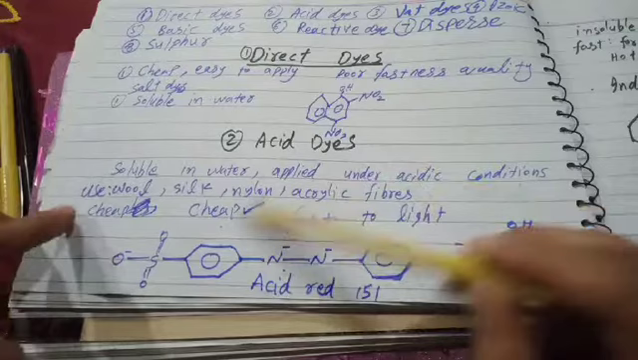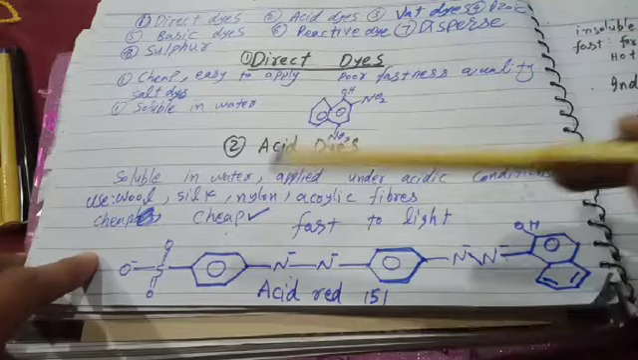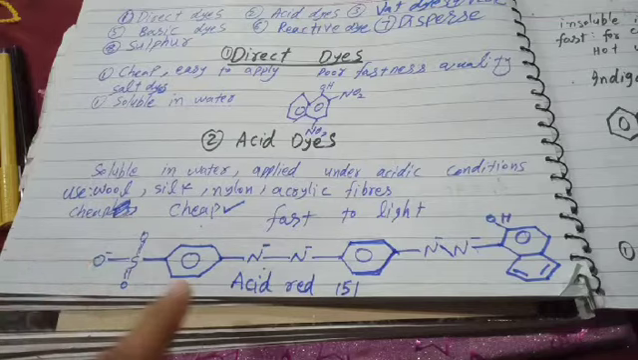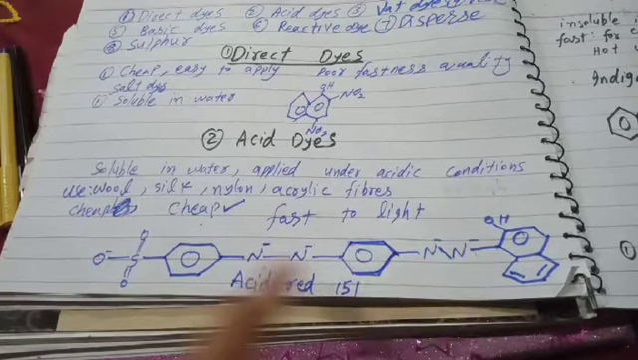Now the second is the acid dye. This is a dye soluble in water, applied under acidic conditions. It is used for wool, silk, nylon, and acrylic fibers. It is very cheap and fast to light. This is the acid red 151. This is the example: O minus, S double bond O, double bond O, benzene ring, N minus, then benzene ring, N minus, benzene ring and OH. This is the acid red 151 acid dye.